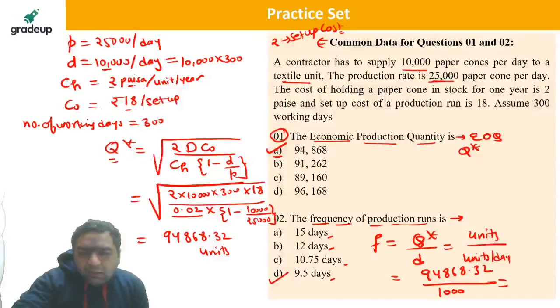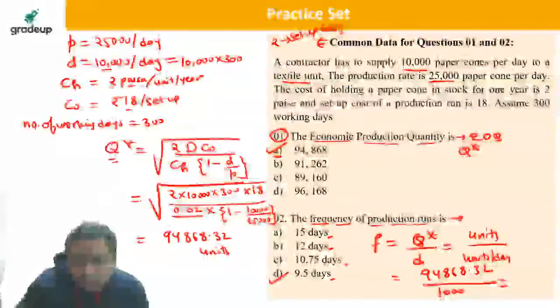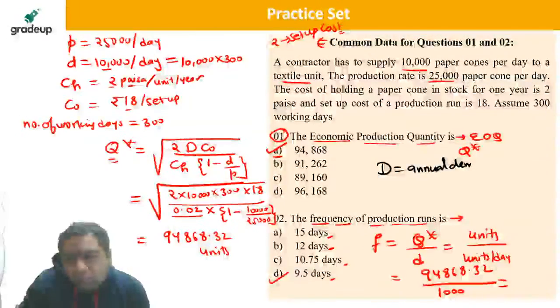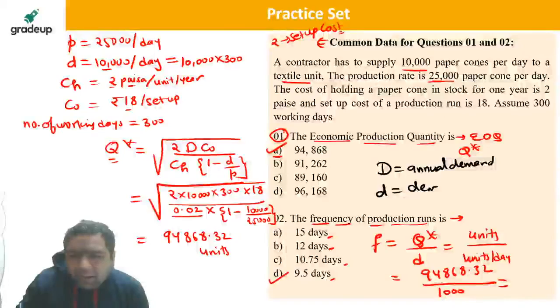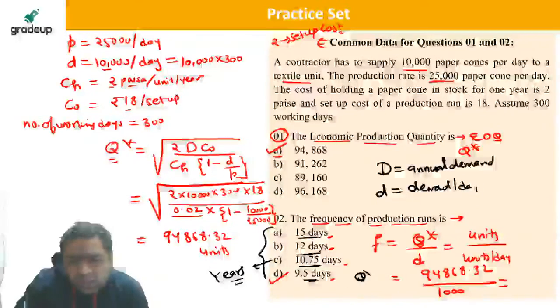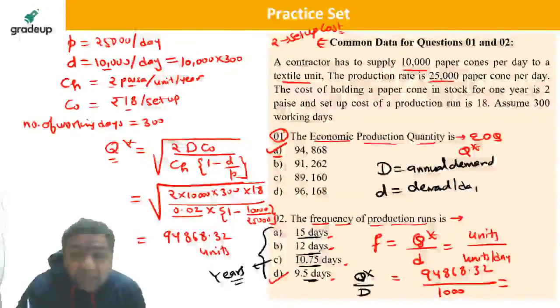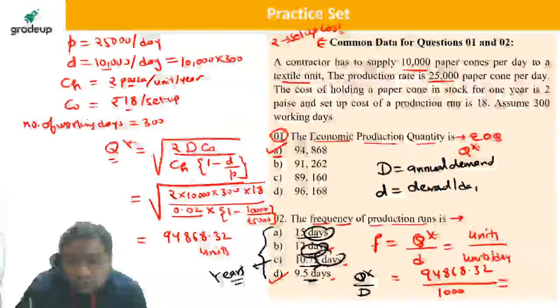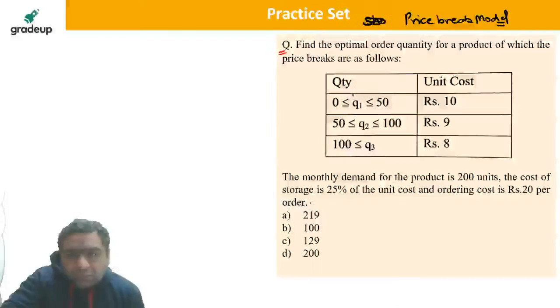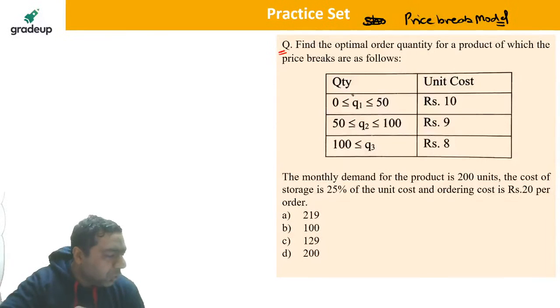Dear, capital D is annual demand, and small d is demand per day. If the answer was asked in terms of years, you would have divided Q star by annual demand. But as the answer is in number of days, you need to divide it by small d. Hope you got it, Vikas.